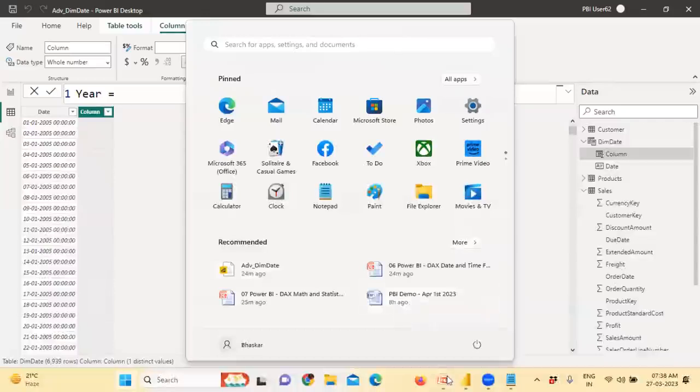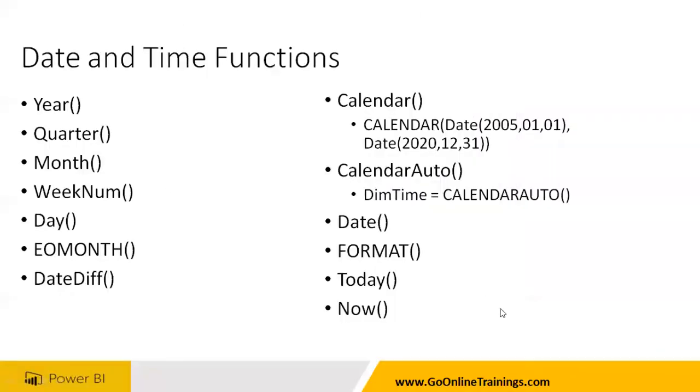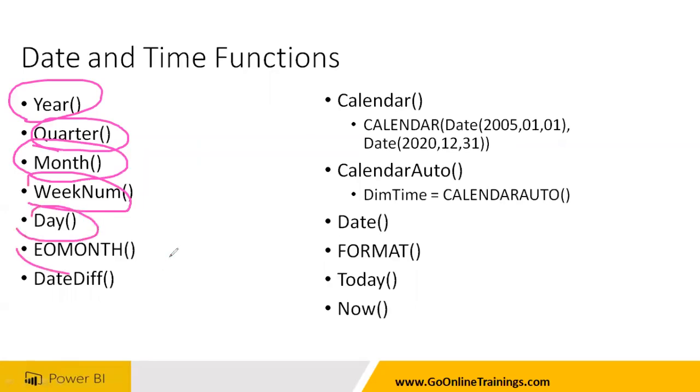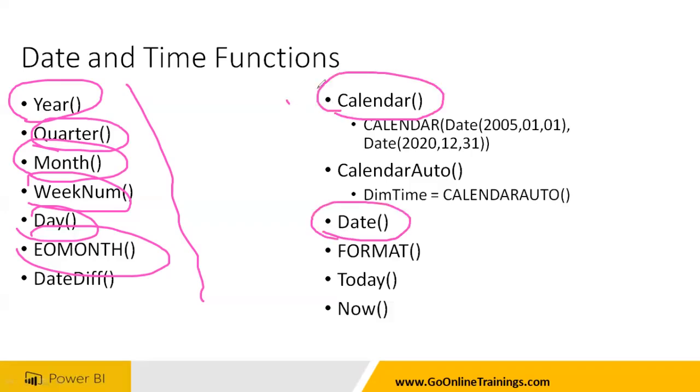There is a function called year. Have you seen this? If you wanted to get the quarter number, there is a function called quarter in the DAX. You can also get the month number, week number, day number, end of the month. A lot of things you will be able to do with the help of this, right? Now we've spoken about a date, we've spoken about a calendar, but today let us talk about these functions as well, and we complete the remaining functions also.